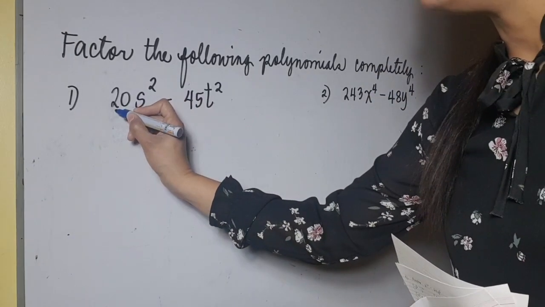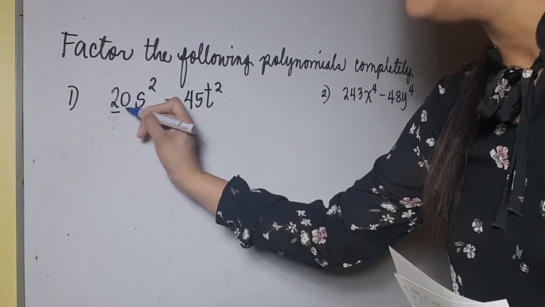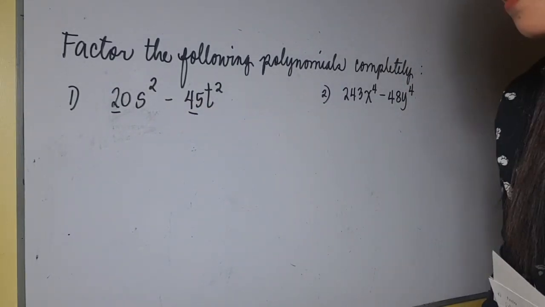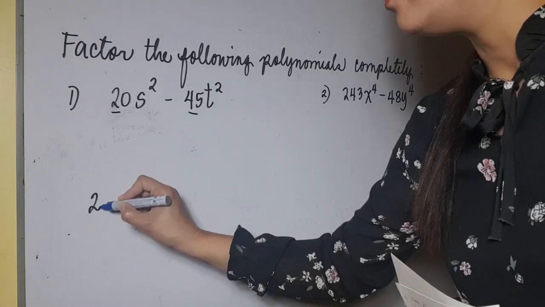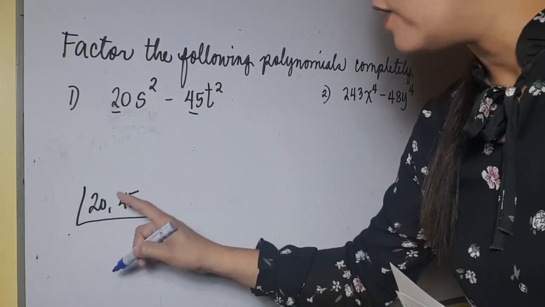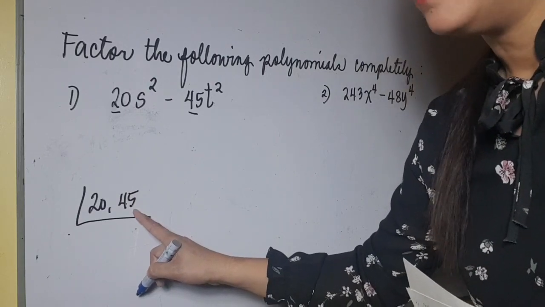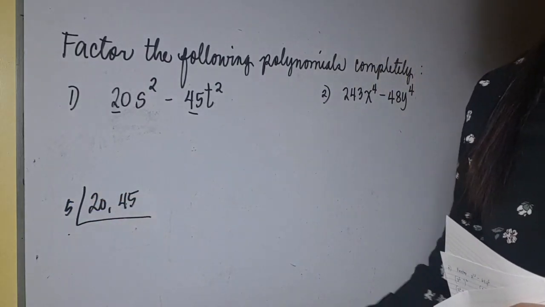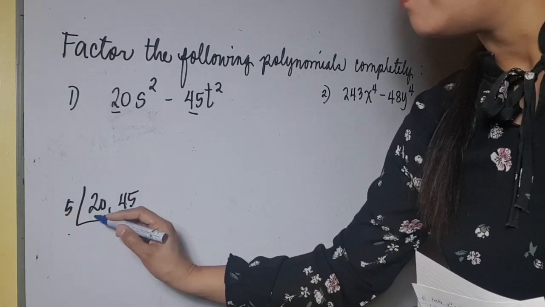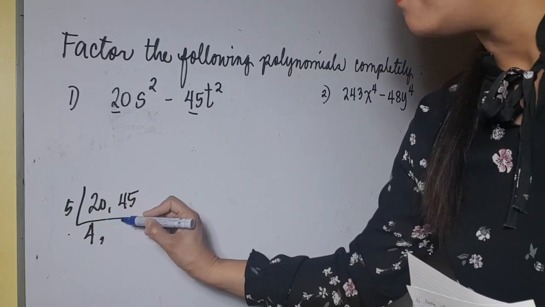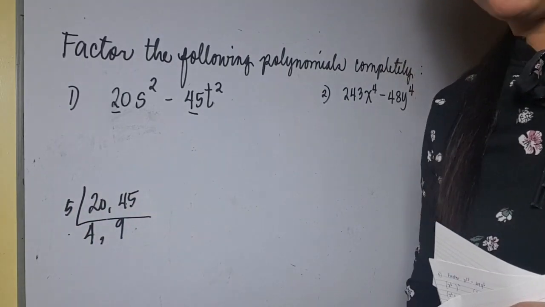So, let's look at the numerical coefficients. We have 20 and 45. Hanapin natin yung GCF nila. So, 20, 45. Nag-e-end siya sa 0 and 5. So, they are divisible by 5. Okay. 20 divided by 5 is 4. 45 divided by 5 is 9.